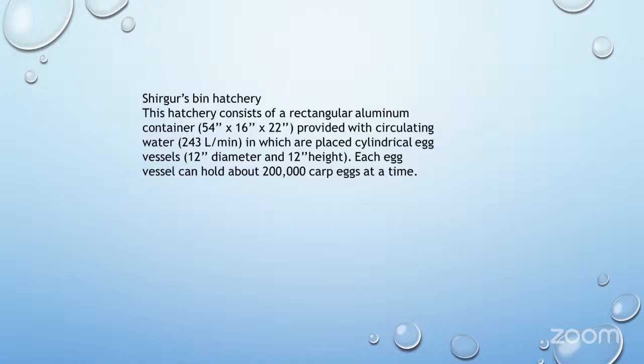Next is Shirgur's bin hatchery. This hatchery consists of a rectangular aluminum container provided with circulating water in which cylindrical egg vessels are placed. Each egg vessel can hold about 2 lakh carp eggs at a time.